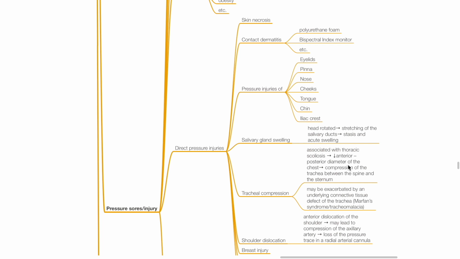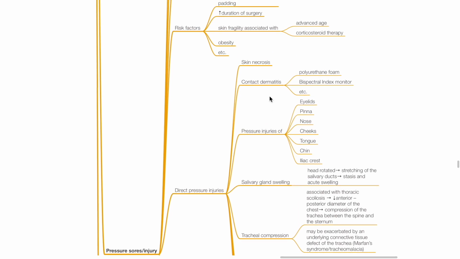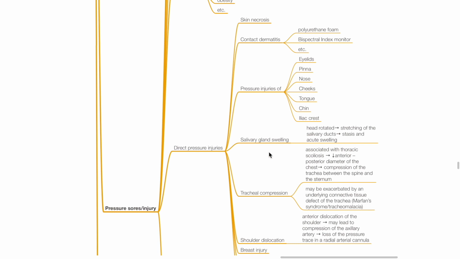Direct pressure injuries include skin necrosis, contact dermatitis, for example, to polyurethane foam or ECG monitor, pressure injuries of the eyelids, pinna, nose, cheeks, tongue, chin, and iliac crest, and salivary gland swelling. With the head rotated, there may be stretching of the salivary ducts, producing stasis and acute swelling.